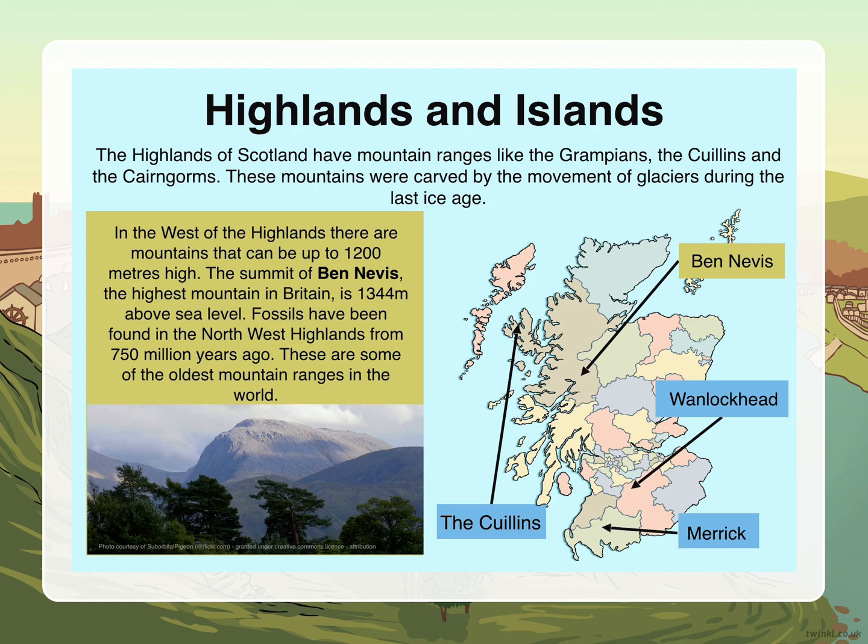It's quite exciting. In the west of the Highlands, there are mountains that can be up to 1,200 metres high. The summit of Ben Nevis, the highest mountain in Britain, is 1,344 metres above sea level. Fossils have been found in the northwest Highlands from 750 million years ago. These are some of the oldest mountain ranges in the world, boys and girls. That's amazing, isn't it? Just to think we've got all that in Scotland.